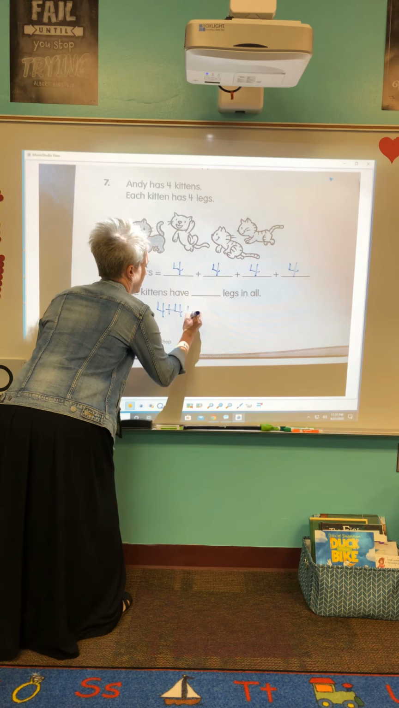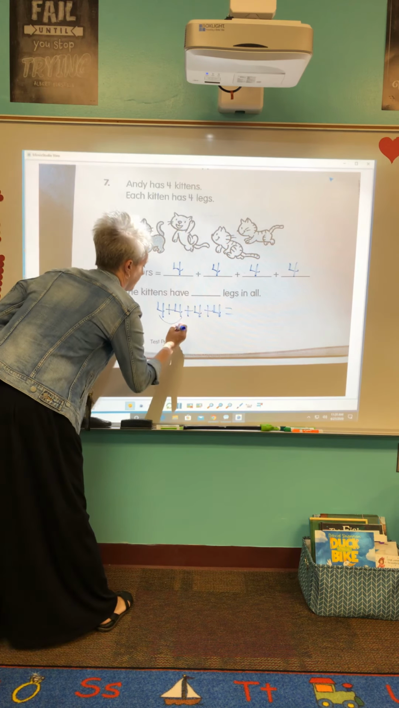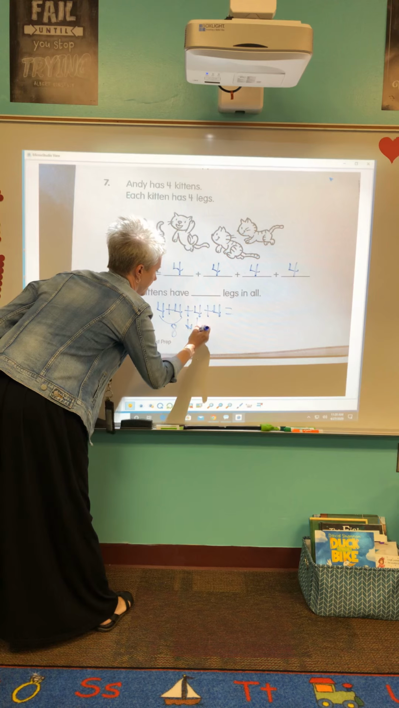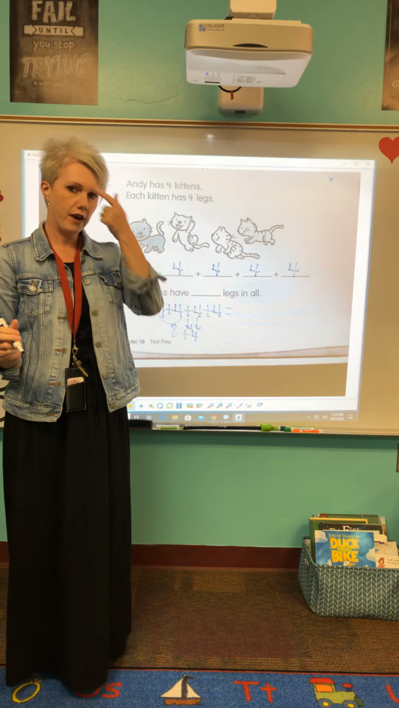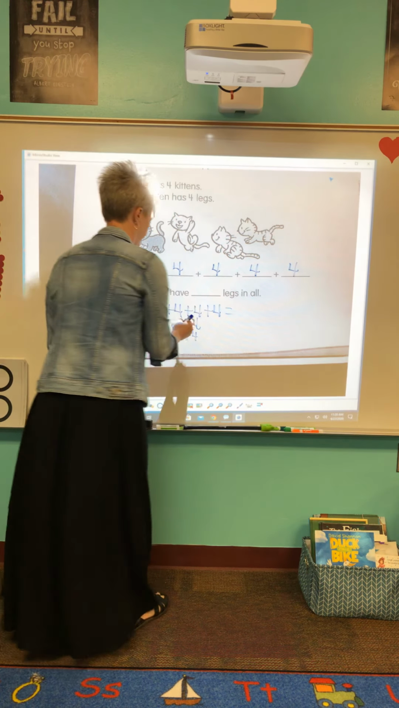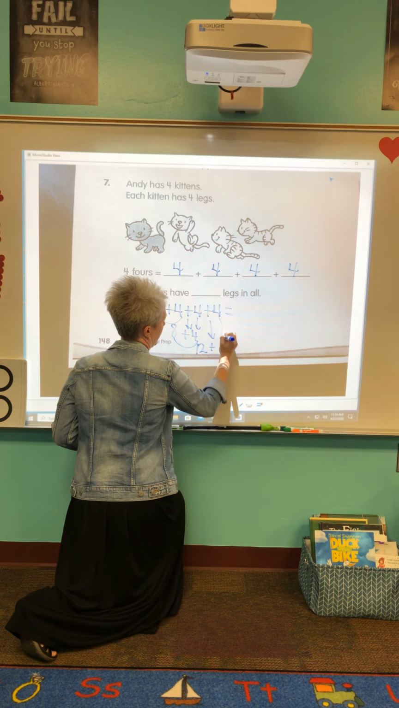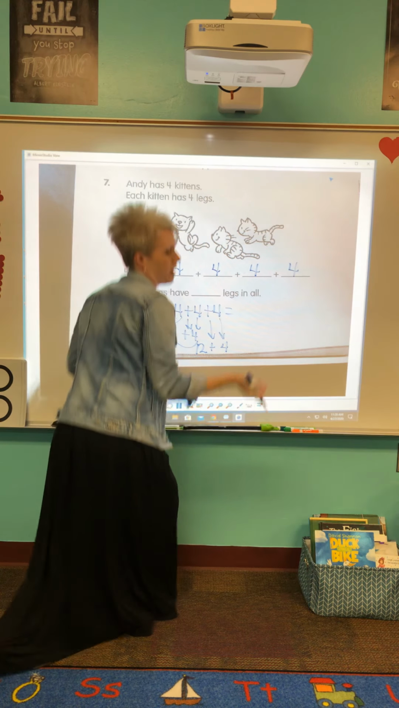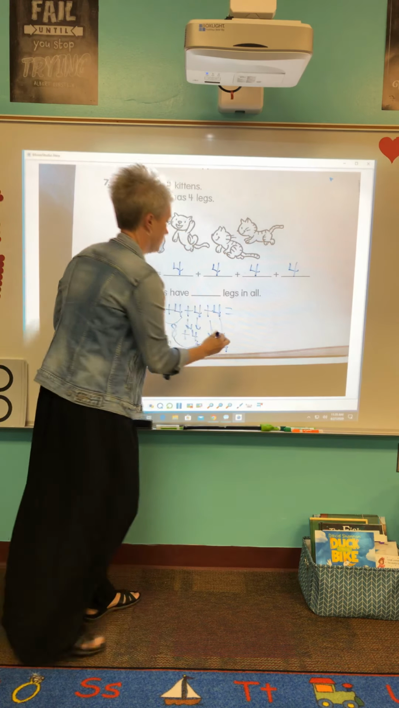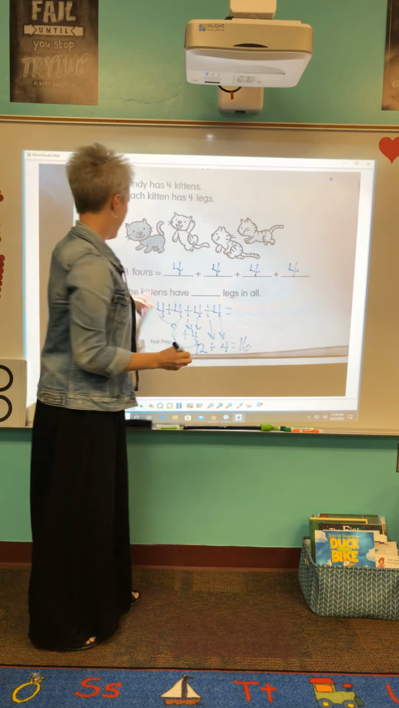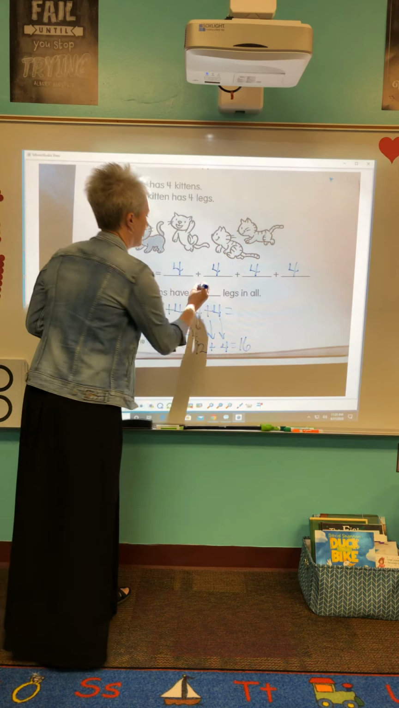Plus 4 plus 4 plus 4 equals 4 plus 4 is 8. Bring down that plus, bring down that 4. 8 plus 4. Put 8 in your head and count up 4. 8, 9, 10, 11, 12. Bring that plus down, bring that 4 down. 12 plus 4. Pop 12 into your head and count up 4. So 12, 13, 14, 15, 16. 4 fours equals 4 plus 4 plus 4 plus 4, which equals 16.